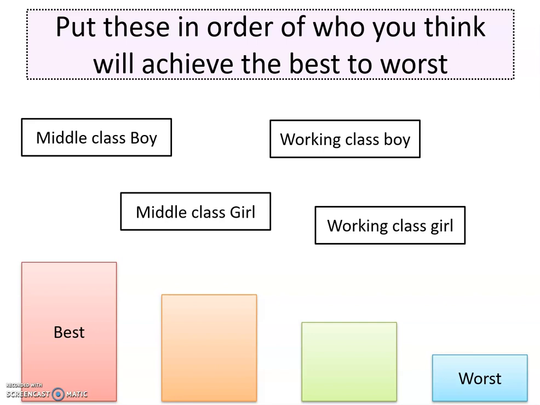To get you thinking, you've got 4 different students there: a middle class boy, a middle class girl, a working class boy, and a working class girl. Can you put them in order of who you think will do the best to the worst? Feel free to pause this and have a little think about it.